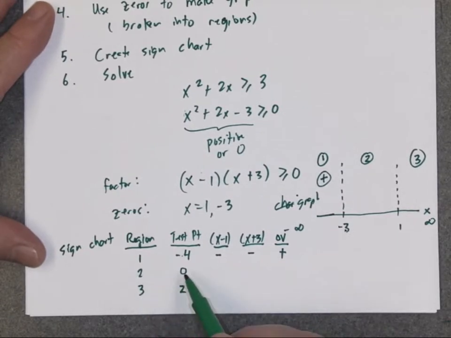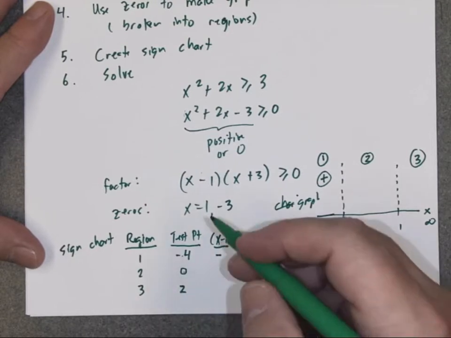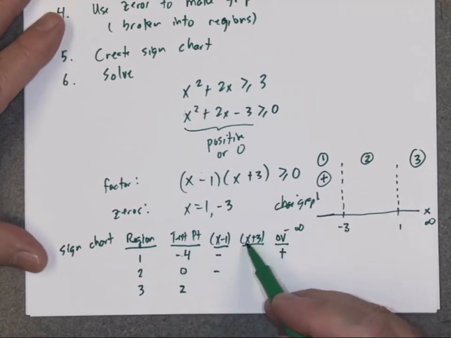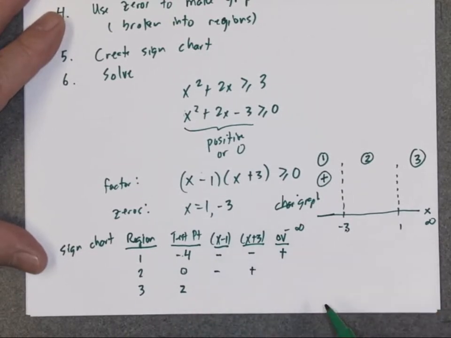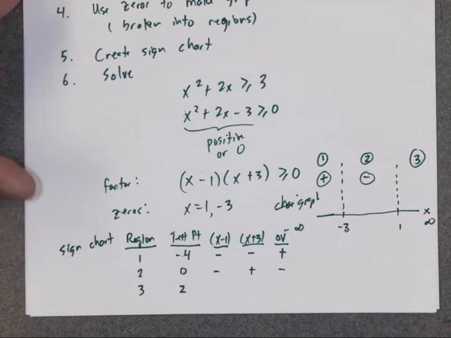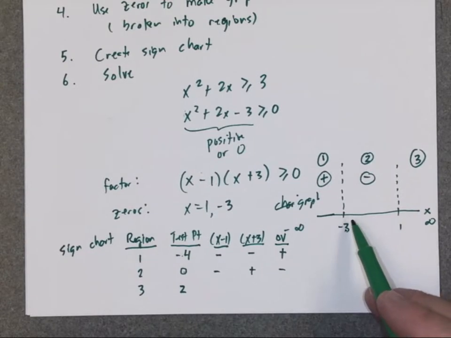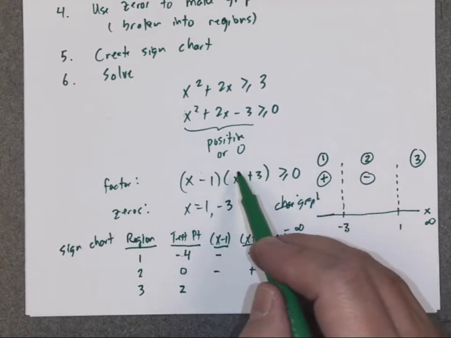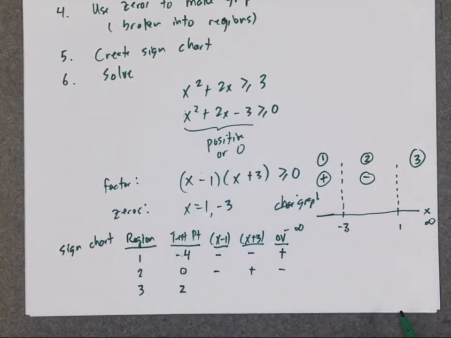So region 2, I've chosen 0 as my test point. I plug in 0 for x. 0 minus 1 is negative 1. So it's a negative. Plug in 0 into here. 0 plus 3 is positive. Overall says a negative times a positive is a negative. I've just determined that region 2 is a negative region, meaning any value of x I would choose between minus 3 and 1, if I plug that value of x into my expression, it's always going to be a negative number.